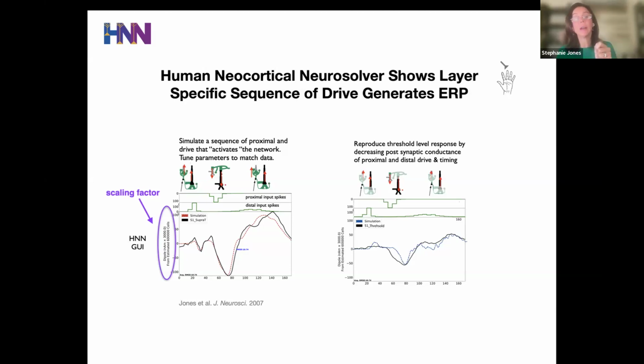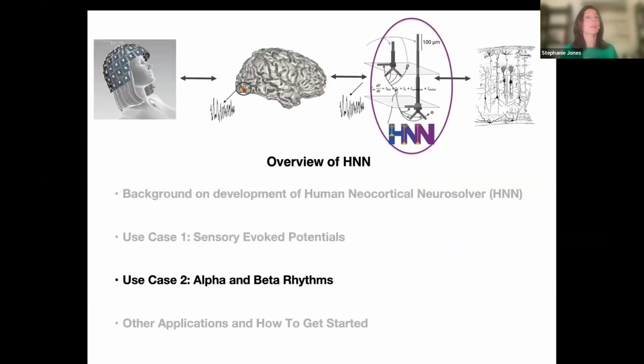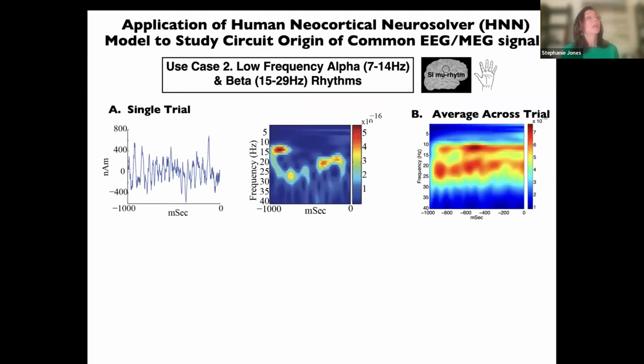Okay, so now we turn down the strength, and this is the same pattern of drive, but by just weakening these connections, we were able to reproduce the features of the tactile evoked response. And importantly, there's some timing differences here that emerge naturally out of the network dynamic when we just turn down the strength of those inputs. And again, we can go in now and look at the spiking activity and see what's different in the underlying network. Okay, I'm going to briefly go through our study of alpha and beta rhythms.